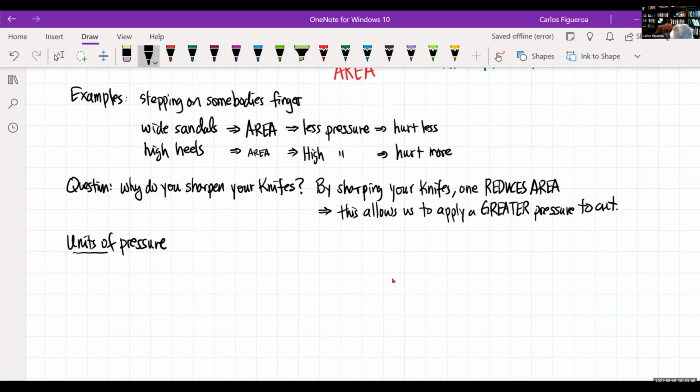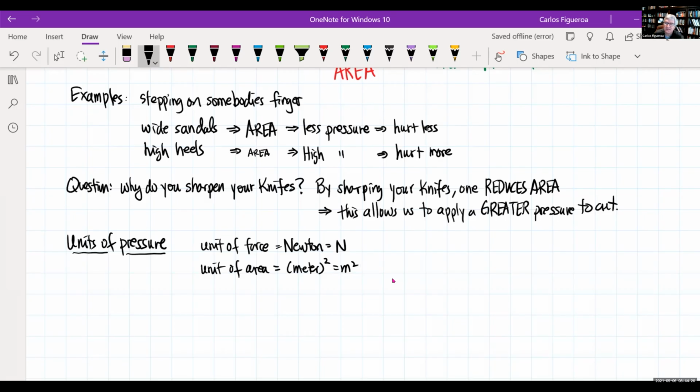So when I think about the units of pressure, what do I know? Well, we know that it involves force. So we need a unit of force. And we know that this unit of force, of course, is a Newton, which we write as N. Then we need a unit of area. And it turns out that a unit of area is meters squared, which we write as m squared.